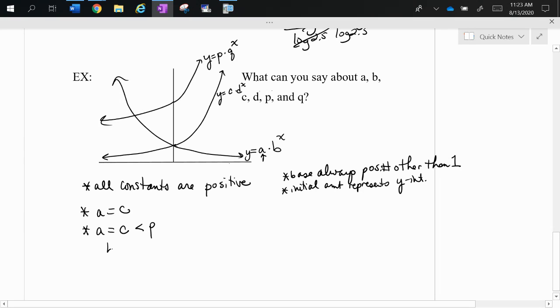I know that B is in between 0 and 1, and the reason why is because we have a decreasing function, a decay function. And lastly, I know that D and Q are greater than 1 because I see exponential growth in those functions. So we're going to put that B is in between 0 and 1 because I see the graph decreasing, and D and Q are greater than 1 because I see the graphs increasing.